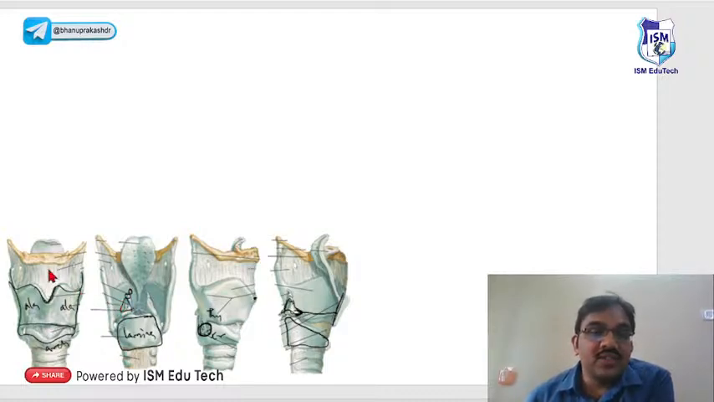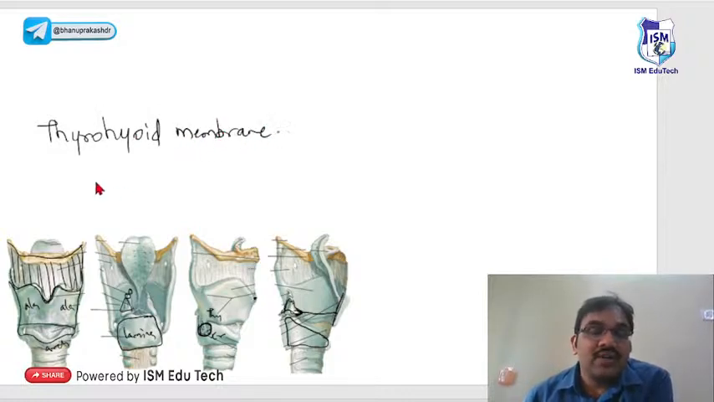Here you can see, from the hyoid bone to the thyroid cartilage anteriorly, there is a membrane. This is called the thyrohyoid membrane. Why is it the thyrohyoid membrane? Because it is the membrane that lies between the thyroid cartilage and the hyoid bone. You can see the hyoid lying above here, and the thyroid cartilage here, its superior surface. The membrane connecting both is called the thyrohyoid membrane.